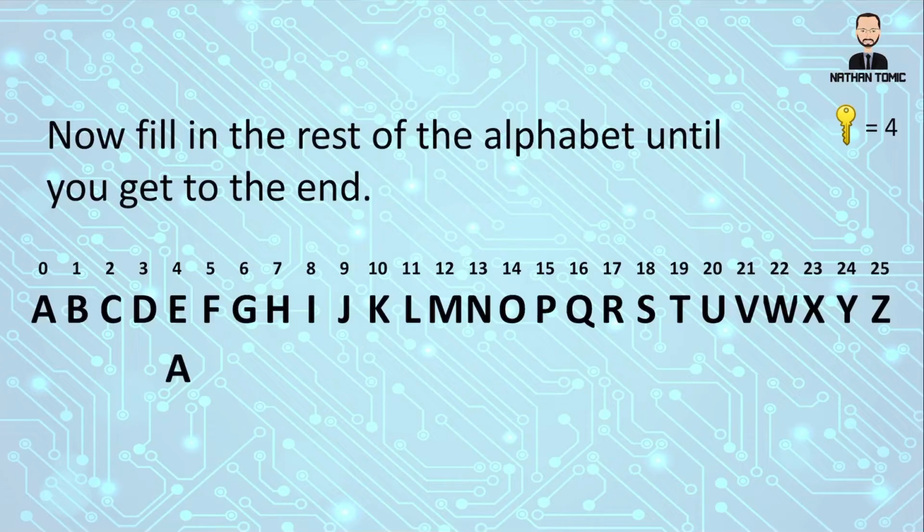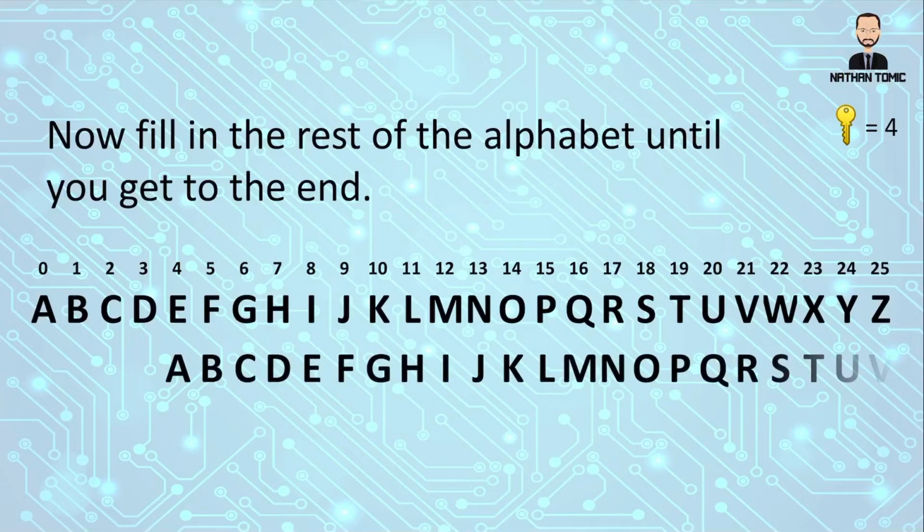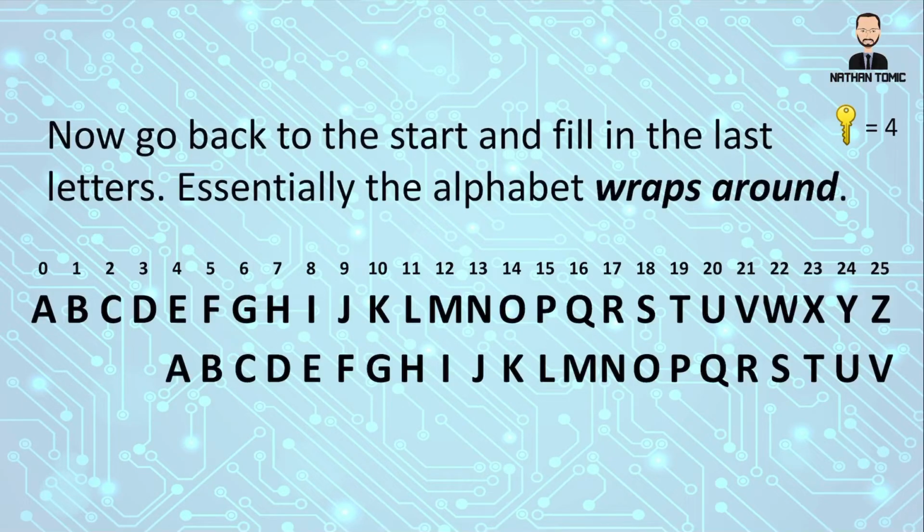Now we go ahead and fill in the rest of the alphabet until we get to the end. So from the A in the 4th position, we fill in the B, C, D, and so forth until we get all the way up to the Z position, the 25th position. Now we go back to the start and fill in the leftover letters. So essentially what we've got here is the alphabet starting at position 4 and wrapping around back on itself so that all the spaces are filled up. So again, this is why we say that we are shifting the letters, because we have moved them across.